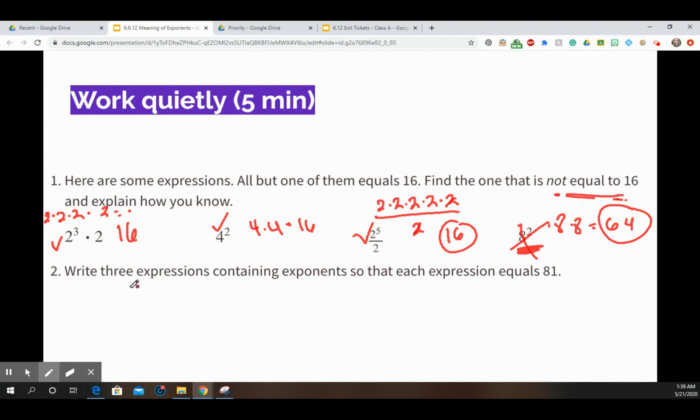For part 2, we're writing 3 expressions containing exponents so that each one equals 81. So it's helpful to first break up that number 81. I think of 81 most often as 9 times 9. And I can split those 9s. So I could write 9 to the power of 2 because I have 2 9s that are being multiplied by each other. I could break up those 9s into 3s.